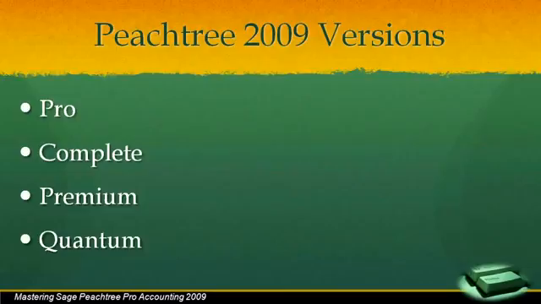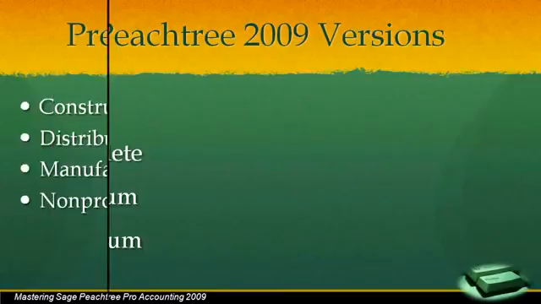The main difference found in the Premium and Quantum versions is the ability to do planning, budgeting, and working with things like serialized inventory. Again, for a complete option of what everything offers and which one is best for you, you probably want to go to the website to check out exactly what they offer.